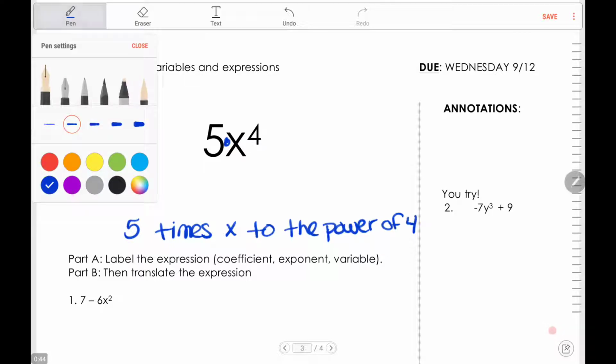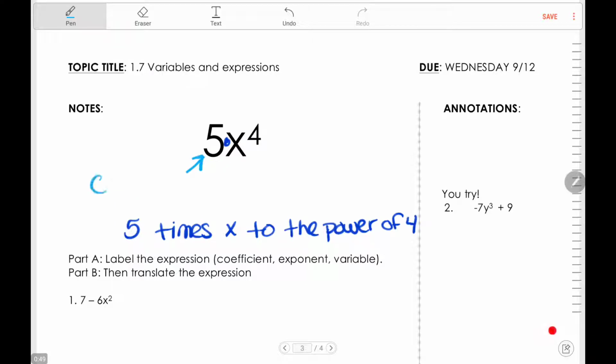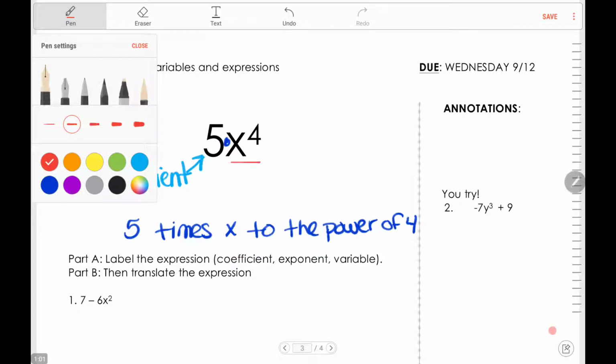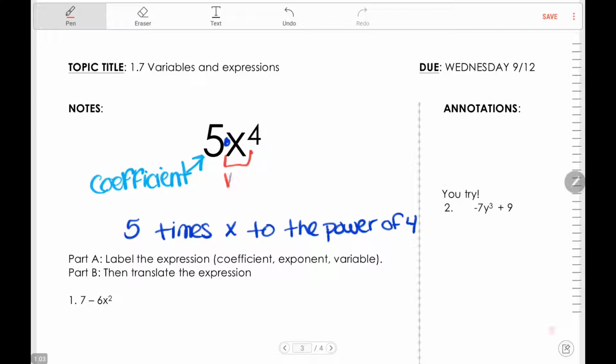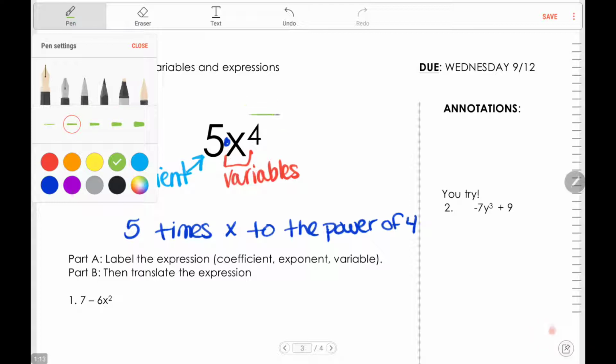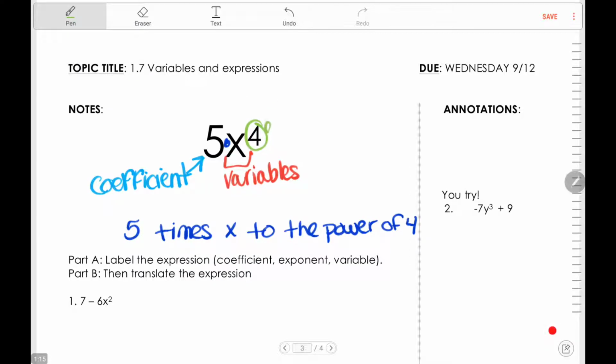The number in front, that 5, we are going to call the coefficient. And that means the number in front of a variable. Okay? I just gave you a clue for the next one. This is our variable. Okay, that's an unknown. We don't know what it is, but it represents some number. And lastly, this little number up here is our exponent.